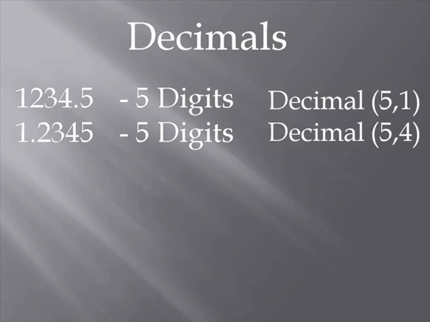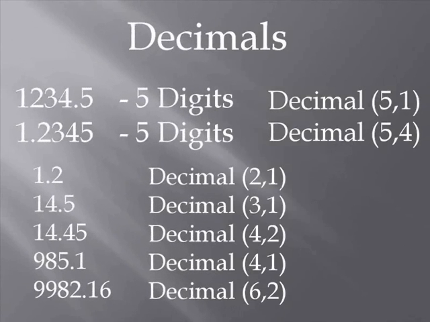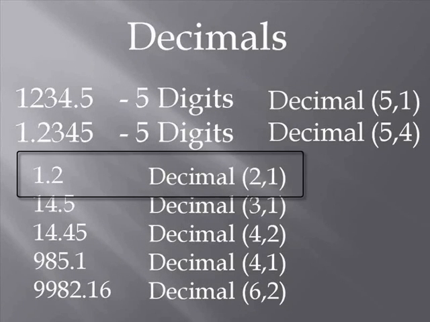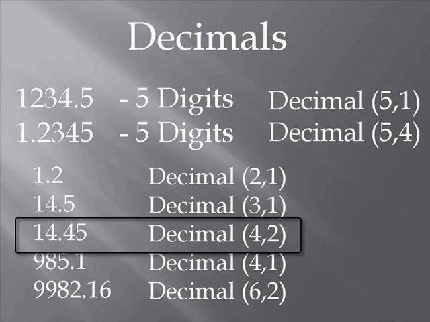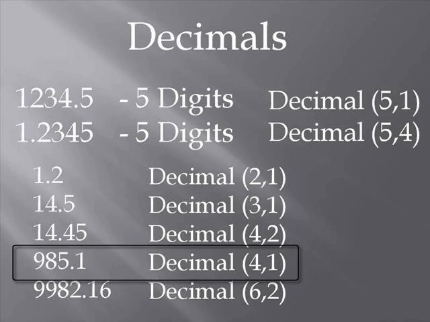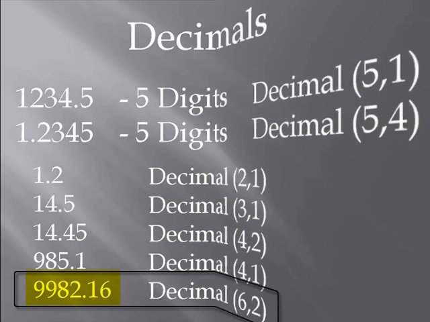How about another example? We can have more or fewer digits both before and after the decimal point. Here are some examples. The first one is a decimal 2-1. 2 total digits, 1 after the decimal point. How about 14.5? That's a decimal 3-1. 14.45 is a decimal 4-2. 985.1 is a decimal 4-1. And 9982.16 is a decimal 6-2. 6 total digits, 2 of them after the decimal point.